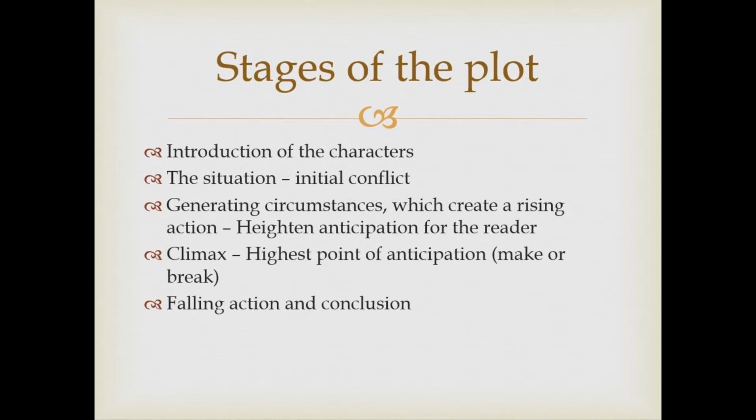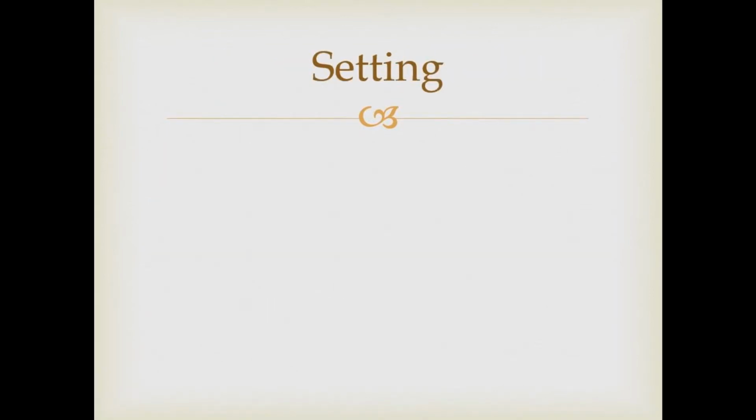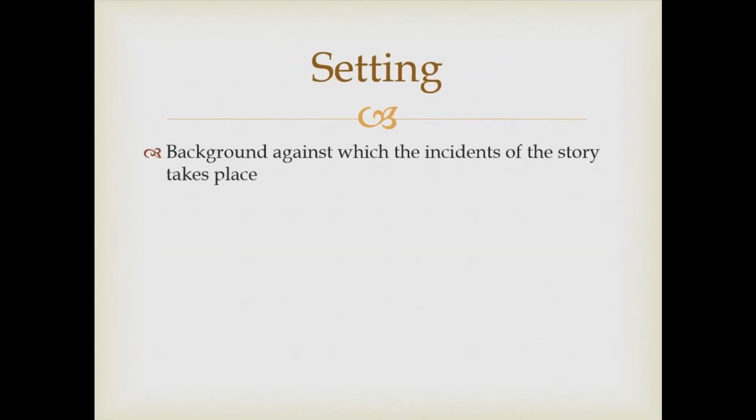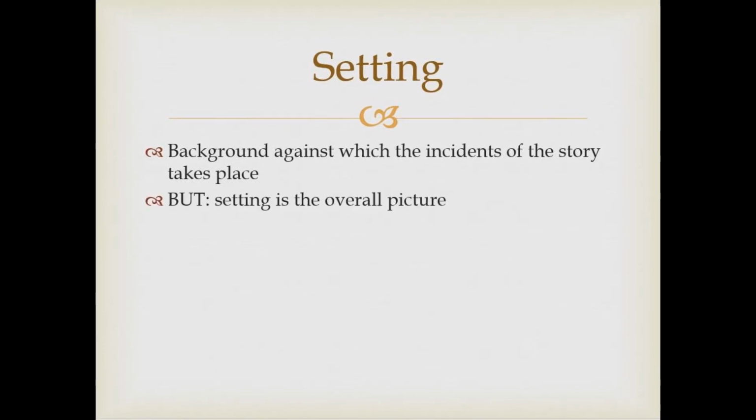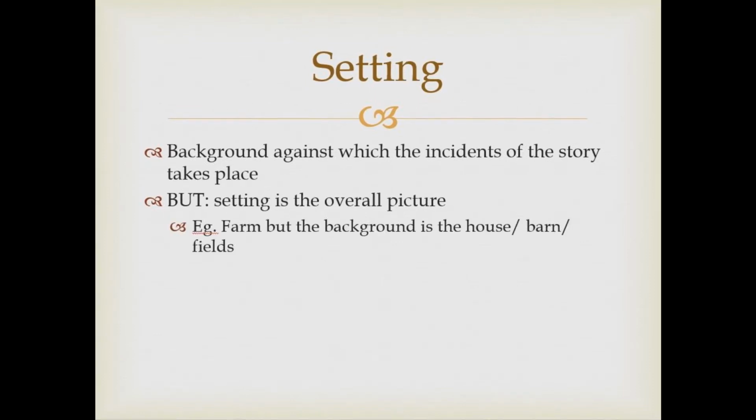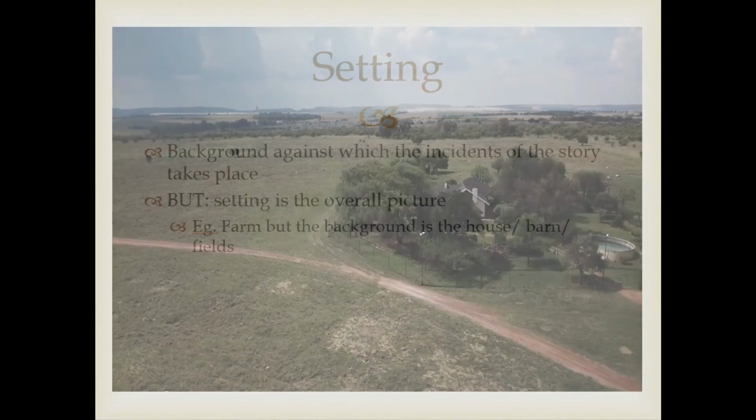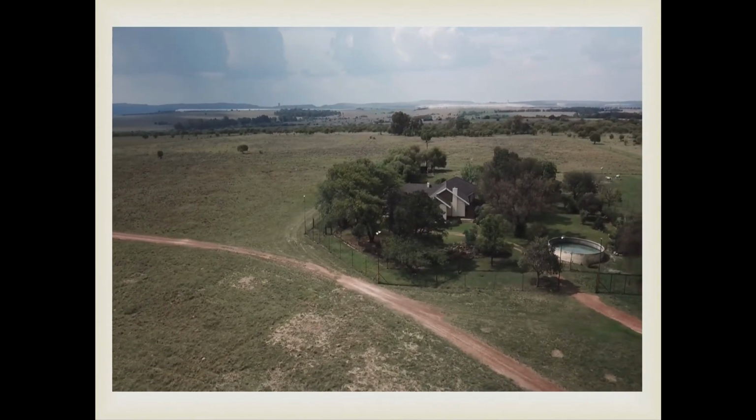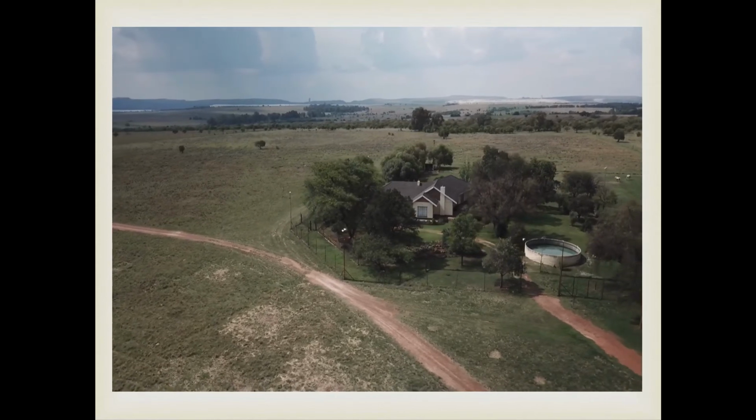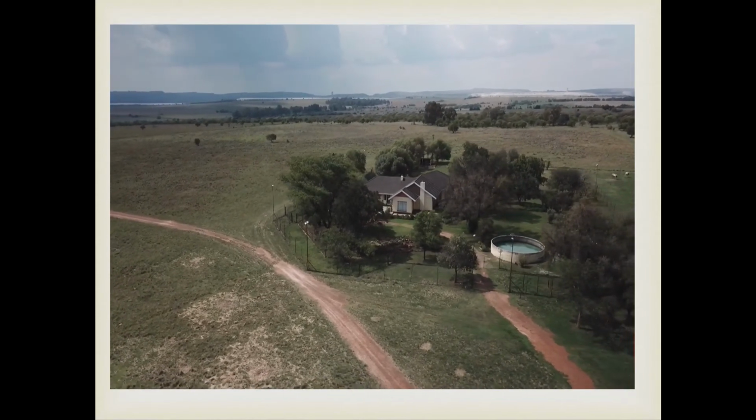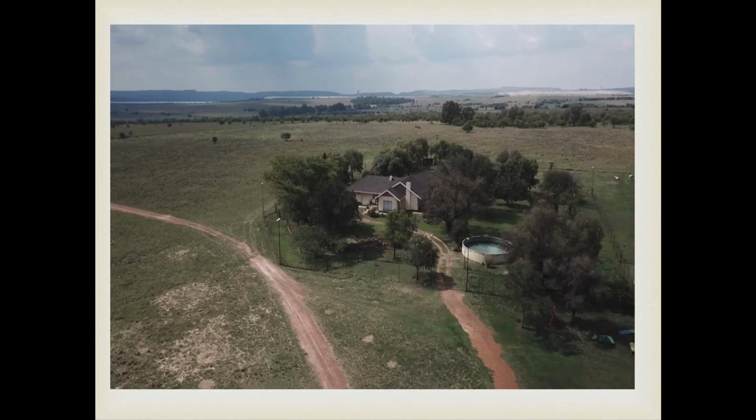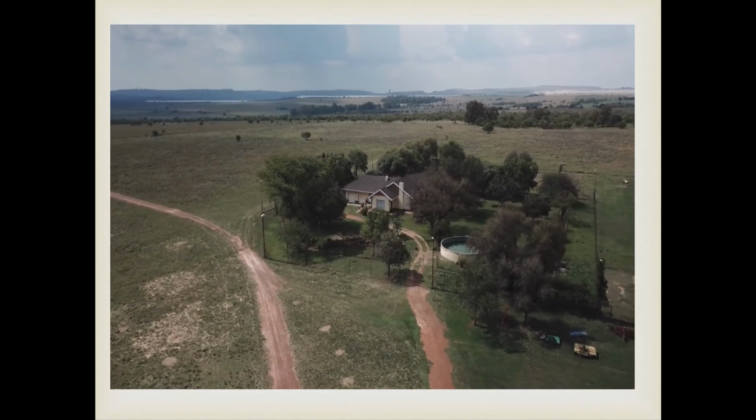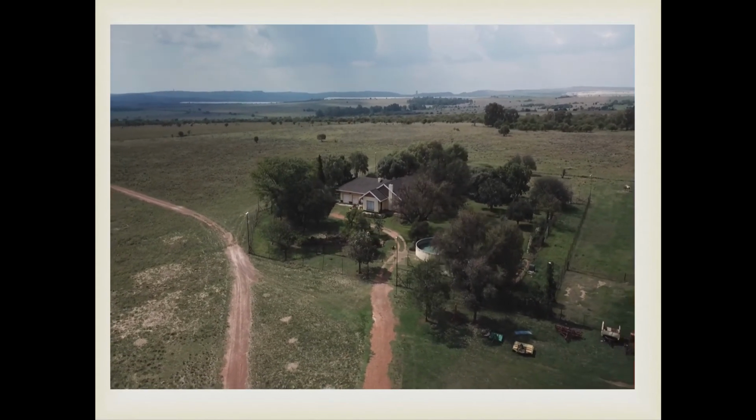Now the next component is the setting. The setting is the background against which the incidents of the story takes place. But the setting is also the overall picture the story creates. Example, think of a movie's opening scene where you see the camera moving in. First, it will focus on the setting as a farm, but the background is the farmhouse or the barn or the fields. Think of the panning of the camera that shows you all these different places on the farm.